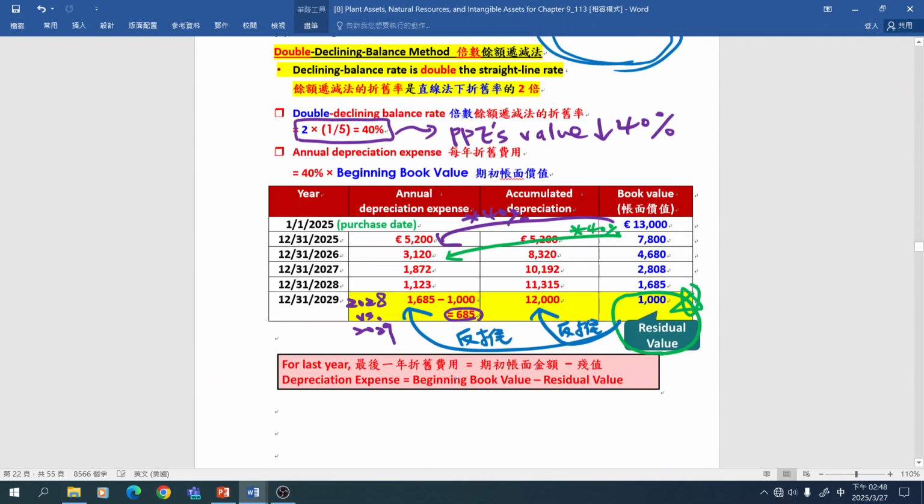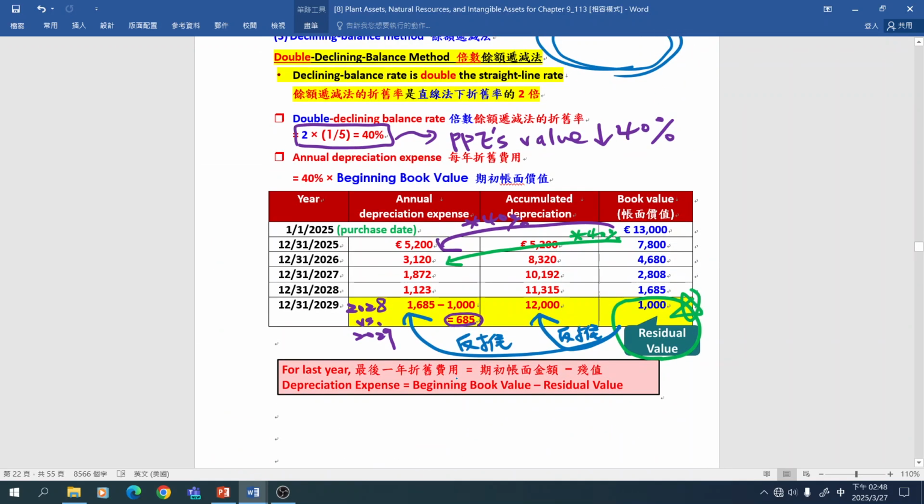How to get your last year's number? Based on residual value, compare with book value from previous years, right? Compare these two numbers, book value from last year to your residual value. Based on these two numbers, you can get your depreciation expense for last year. Okay? So, be careful for your last year.